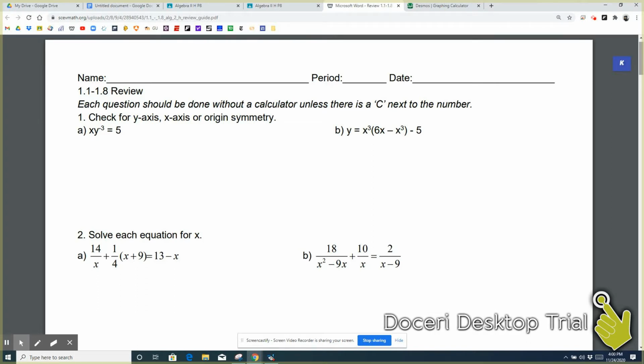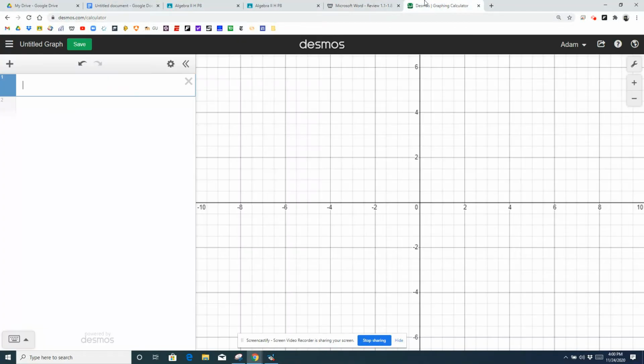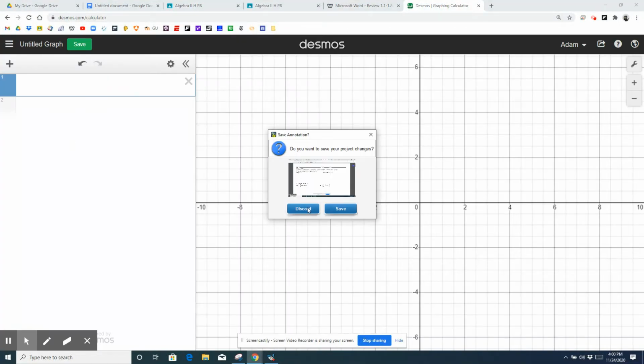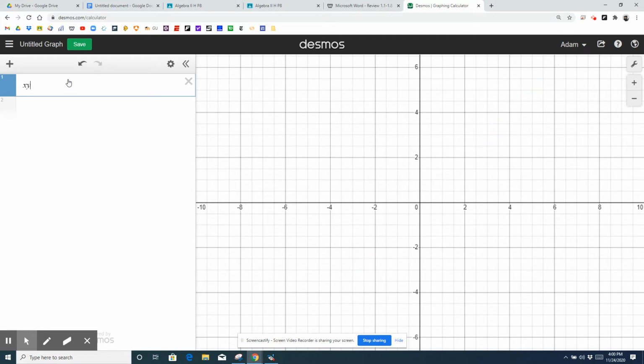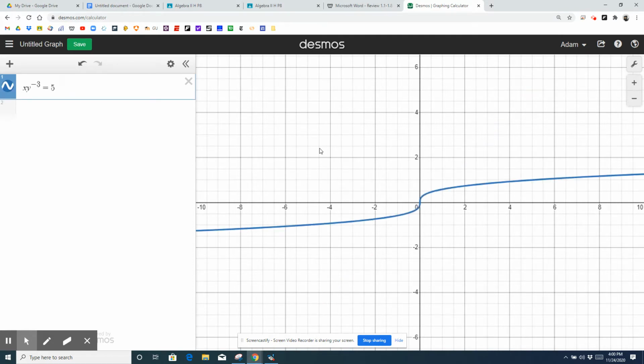Now, there's a way to do this without a graph, but the graph will help us understand what's going on. So I'm going to graph x times y to the negative third power equals 5. And I see that that has symmetry about the origin. If I twist this graph around the origin 180 degrees, it will rotate onto itself.